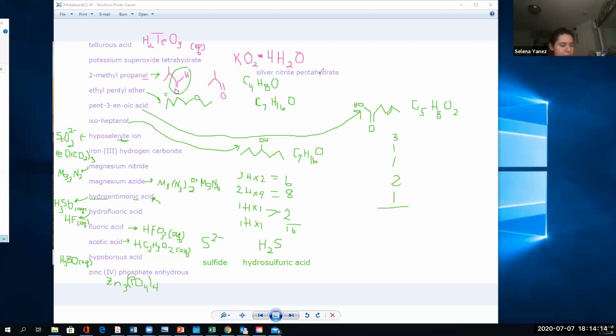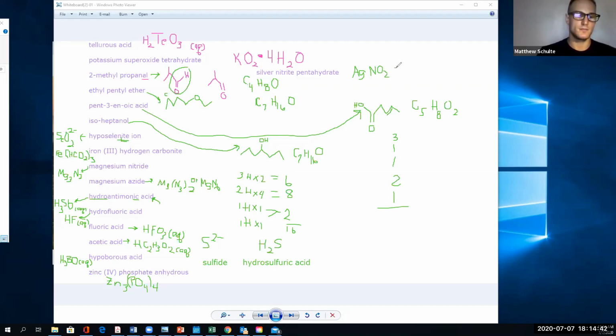Okay, what about silver nitrate pentahydrate? Ag, and then nitrate is NO3, so nitrite would be NO2. And that would be times 5H2O. Okay, dot 5H2O. That is correct. So did you guys get them all right?